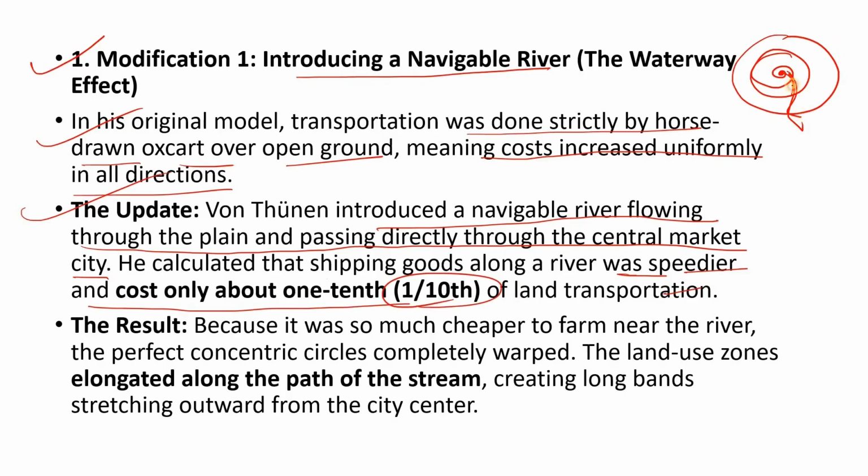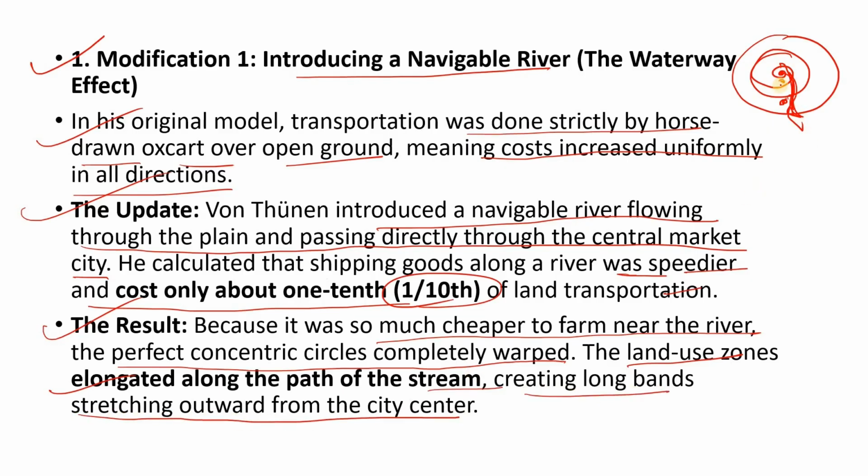So suppose there will be a river, then what will happen? The farmer here can also grow the milk because it is speedy to reach here. They do not need to grow it only here. Sorry, I'm saying growing milk. It is wrong. It's not growing milk. You can say growing cattle or dairy farming. And the result is, because it was so much cheaper to farm near the river, the perfect concentric circles completely warped. The land use zones elongated along the path of the stream, creating long bands stretching outward from the city.